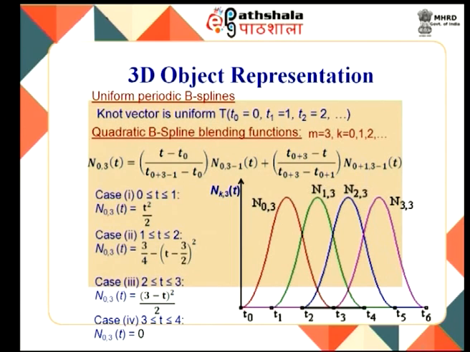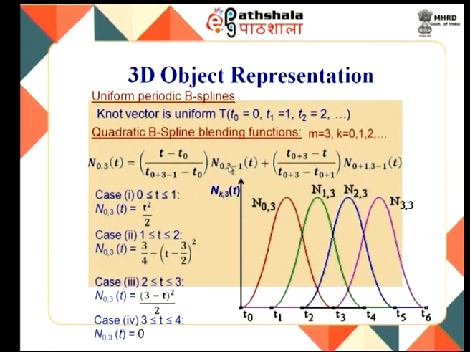That means p0 into n0 comma 3 of t, p1 n1 comma 3 of t, p2 n2 comma 3 of t, and so on. So n k comma 3, k is here 0, 1, 2, 3, and so on. As many control points, those many blending functions. Using the Cox-de-Boer recurrence relations for m equal to 3, the first B-spline blending function n0 comma 3 of t can be derived.